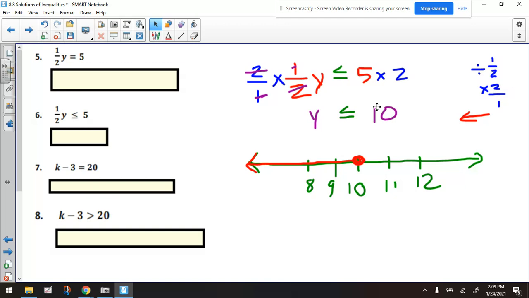All right, now when we think about what are solutions to this inequality, numbers like 9 and 5/10, numbers like 8, anything that's less, right? And also 10. 10 would be a solution because 10 is less than or equal to 10. So that would be considered a solution. All right, so let's take a look at numbers 7 and 8, and then we'll finish up with that.